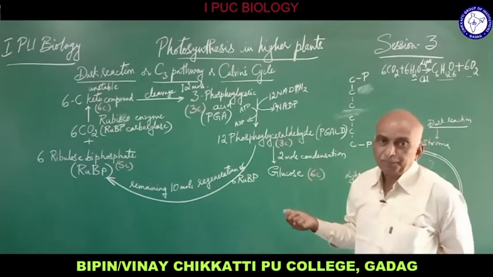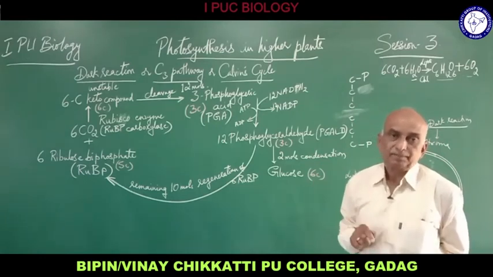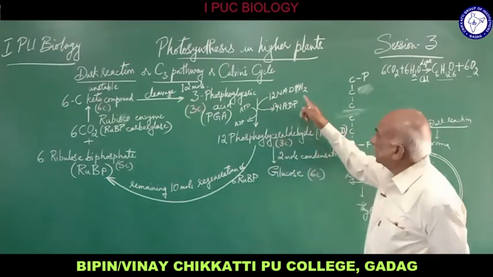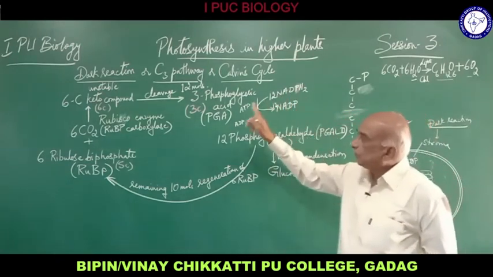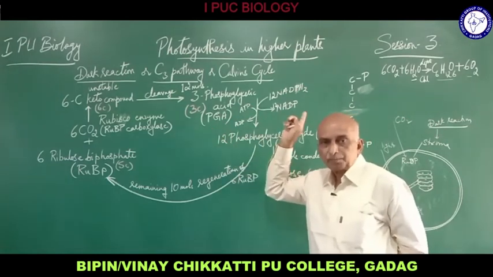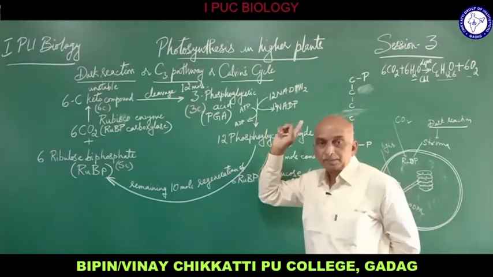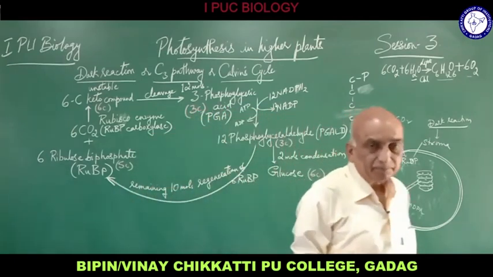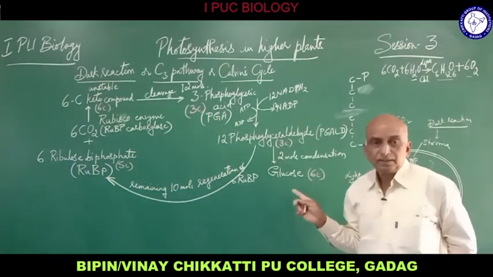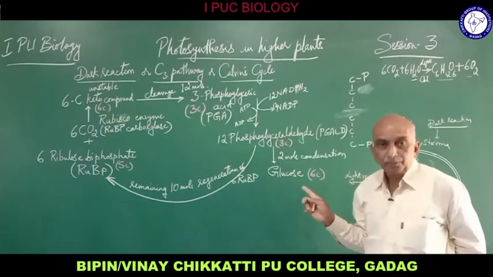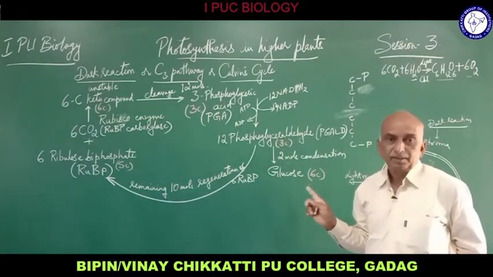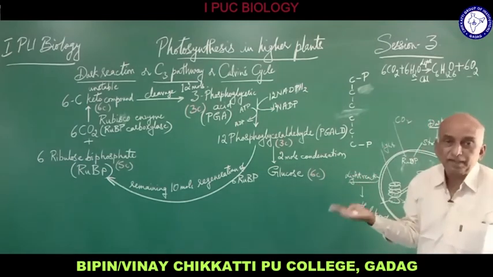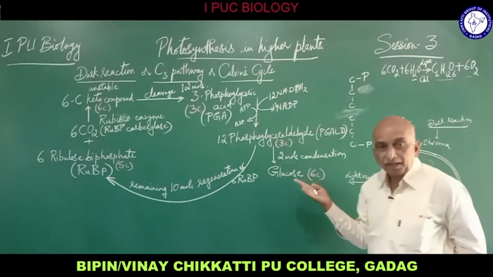So these 12 PGA undergo reduction. The PGA will receive the electrons from NADPH2. So 12 PGA receive electrons from 12 NADPH2, and when PGA is reduced in the presence of energy, it is converted into phosphoglyceraldehyde. So 12 PGA are converted into 12 phosphoglyceraldehyde. That is by the reduction process.